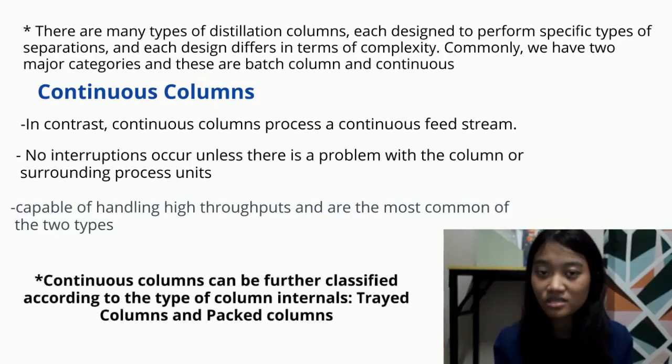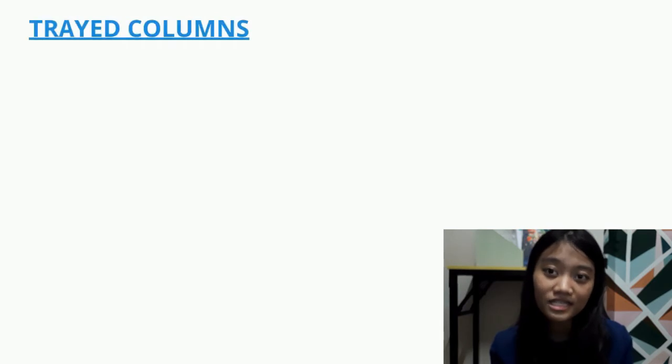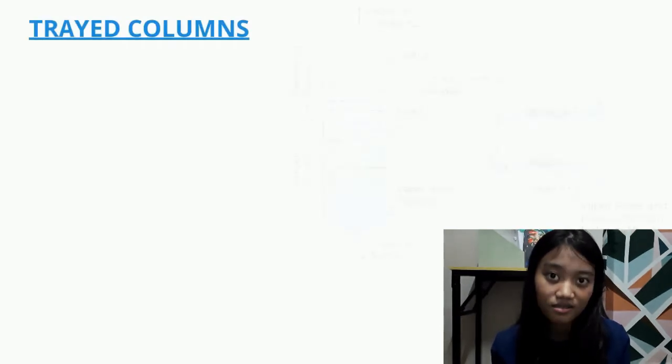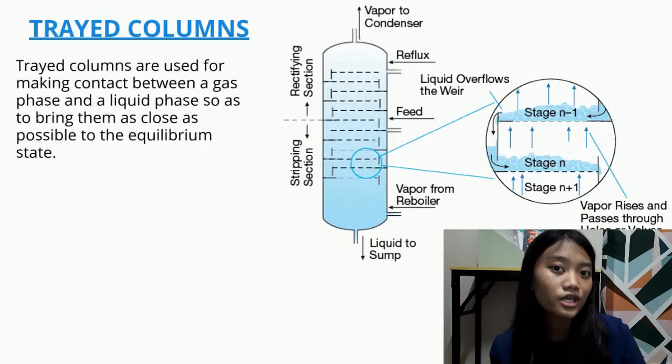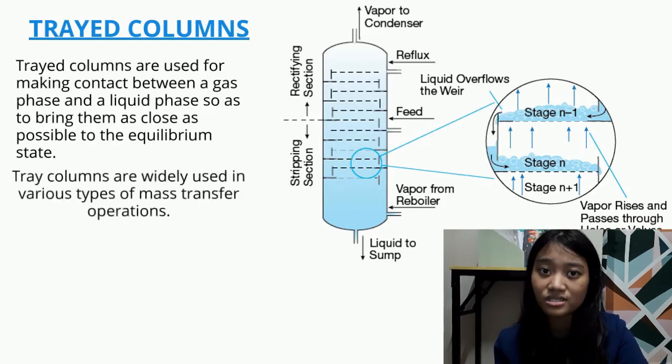So tray columns. Tray columns are used for making contact between a gas phase and a liquid phase so as to bring them as close as possible to the equilibrium state. Tray columns are widely used in various types of mass transfer operations. And yes, a tray looks like this.